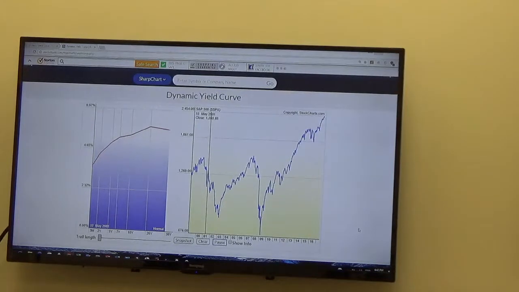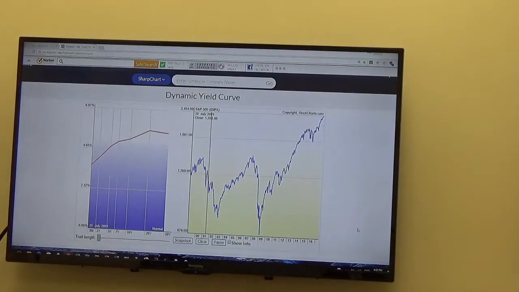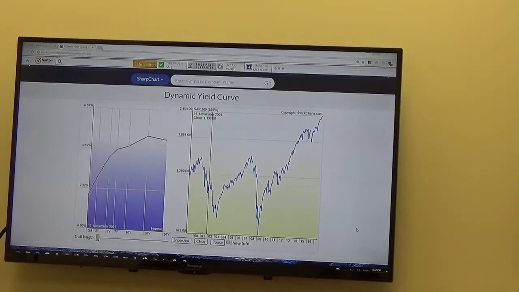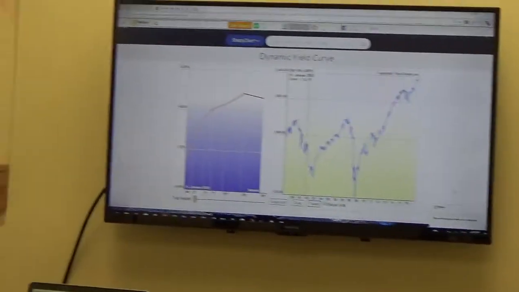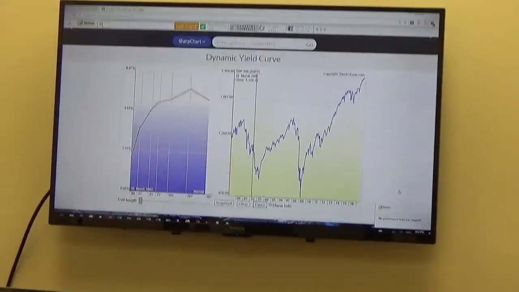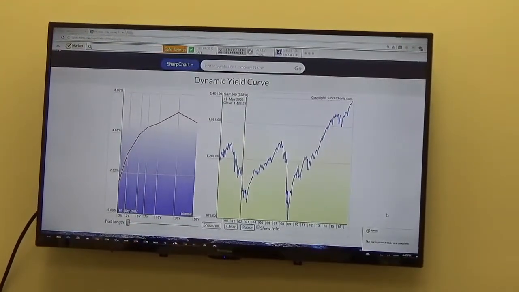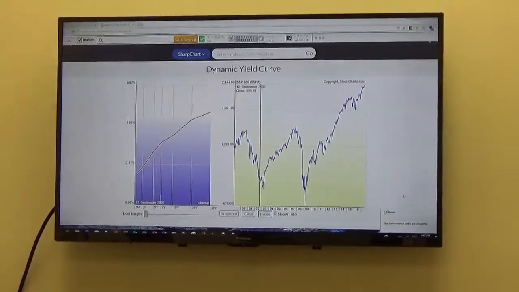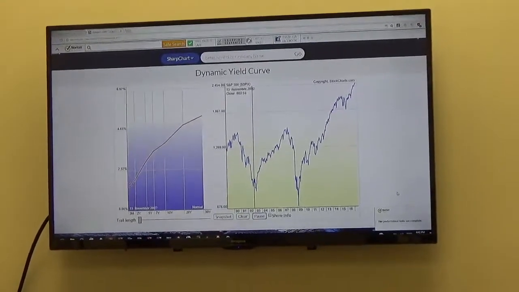The first thing was, do you understand what a yield curve is? Well, I've gone through the four cycles before. Yield by maturity on government bonds. So the longer the maturity for the bond, the higher the interest rate. Yes, I do know that.